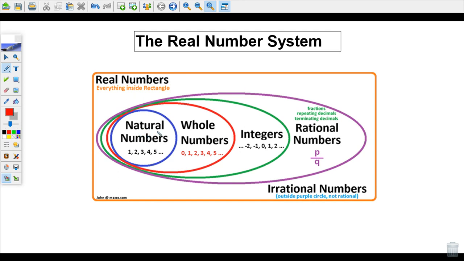Natural numbers are basically the whole numbers, but no zero. Whole numbers are all the natural numbers plus 0. Integers are all the whole numbers and natural numbers and the negatives of those. And then again, rational numbers. In this video, we're going to talk about just classifying numbers as rational or irrational.